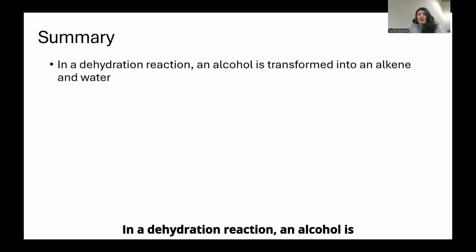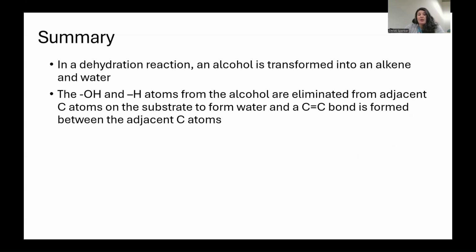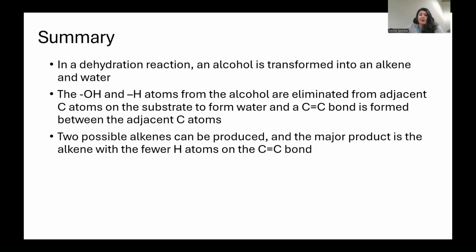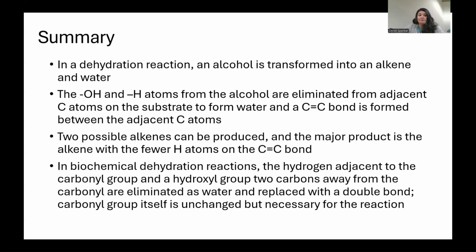In a dehydration reaction, an alcohol is transformed into an alkene and water. The OH and H atoms from the alcohol are eliminated from adjacent carbon atoms, so two carbon atoms next to each other on the substrate or the reactant, to form water, and a carbon-carbon double bond is formed between the two adjacent carbon atoms. Two possible alkenes can be produced, and the major product is the alkene with the fewer hydrogen atoms on the carbon-carbon double bond.